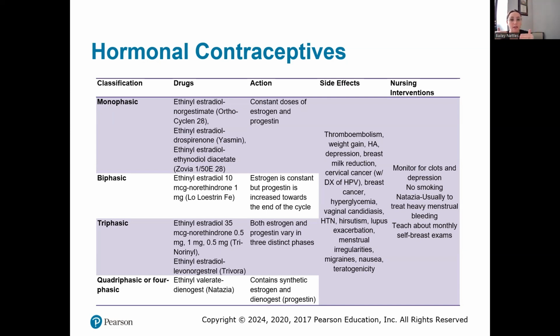And sometimes there are different colors when you get the foil packet. The triphasic means both estrogen and progesterone differ in each line. So that means there are multiple different formulations of each. That's why there are multiple different numbers behind those.